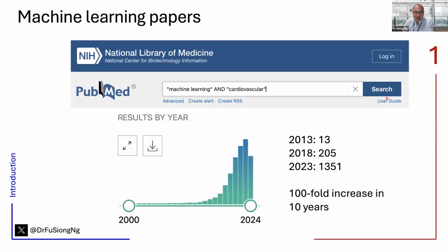Now, why is that important? If you search PubMed and just type machine learning and cardiovascular, you can see a literally exponential increase in the number of papers. About 10 years ago, you would see 13 papers in the entire year. And just last year, there's a 100-fold increase, so 1,300 papers. So this is truly the definition of exponential, and this will only continue to increase over the next 10 years or so.